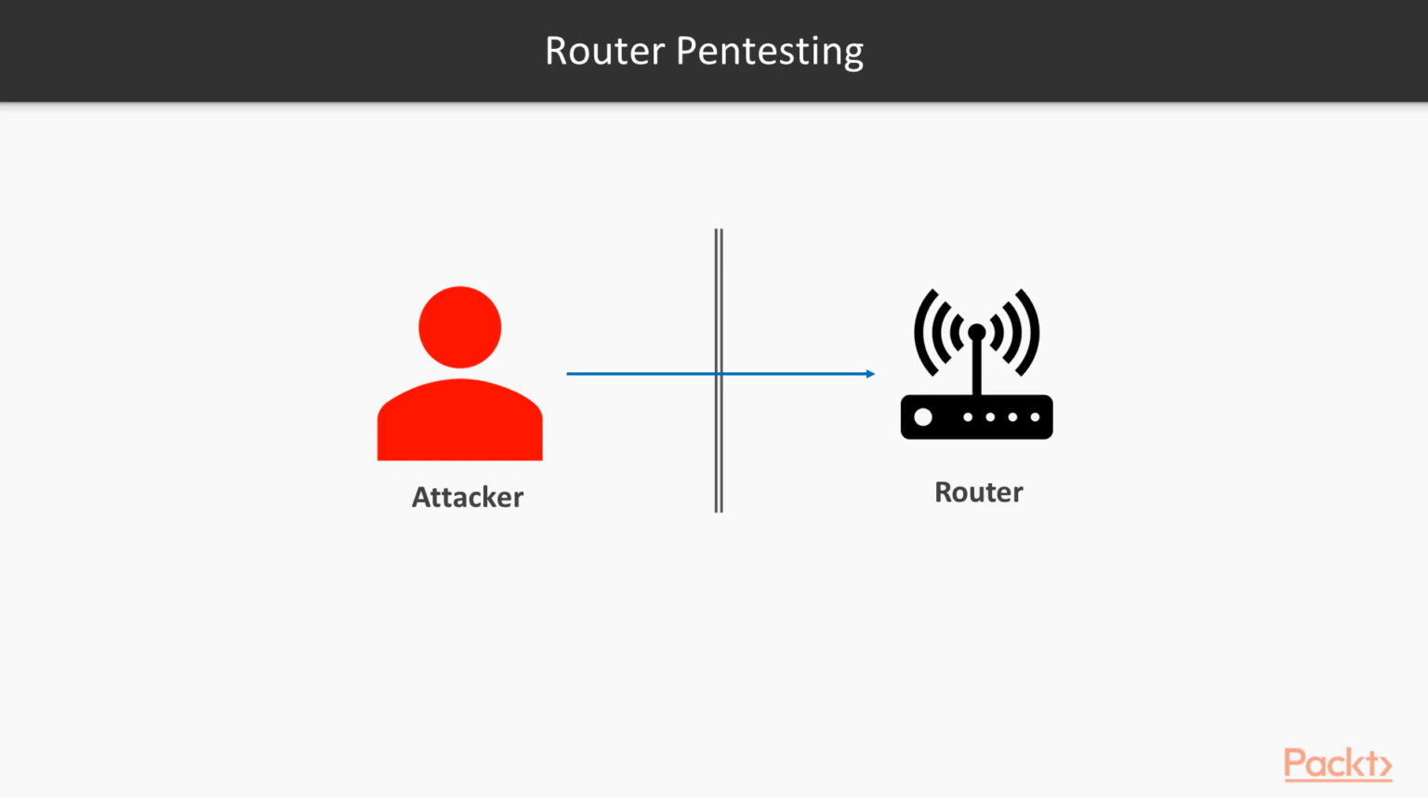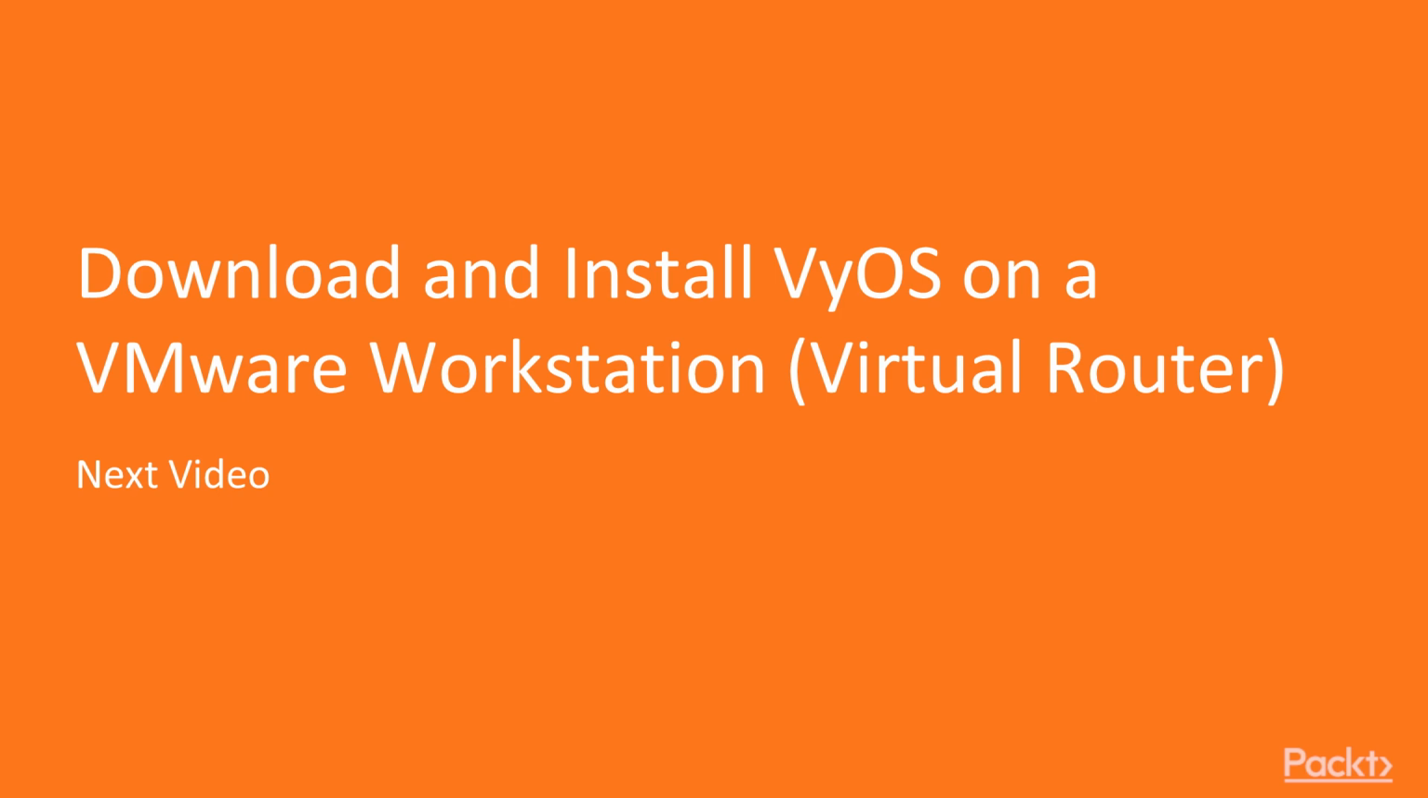We will also perform practicals from the next video. So this is all about the basics of router pen testing, and in the next video I'm going to show you how you can download and install VIOS, which is a virtual router, in VMware Workstation. So that we are going to cover in the next video.